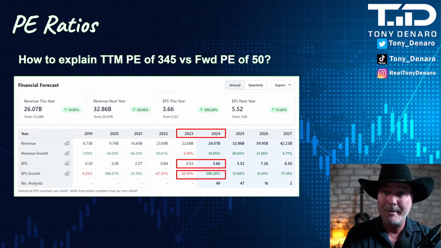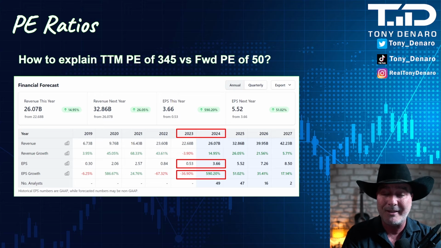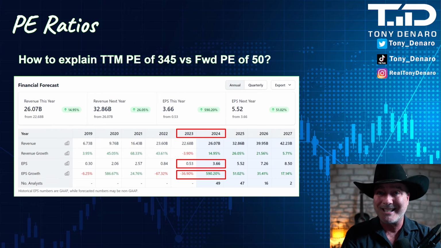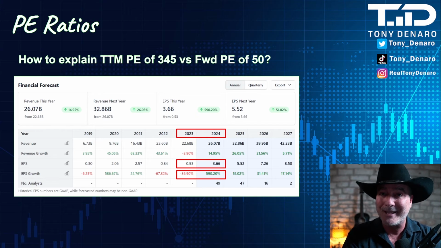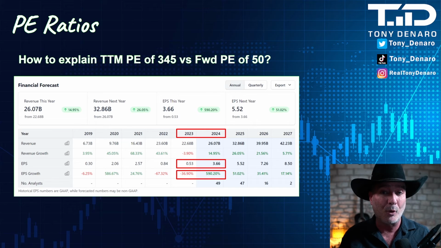Remember, we're taking the same price, $181.32 for AMD, the current price, but we're dividing it by two different numbers, either 53 cents if we're looking at the trailing 12-month PE ratio, or $3.66 if we are looking at the forward PE ratio. And because that number that we're dividing by is such a big difference in quantity, you're going to get a different result for the TTM PE ratio or the forward PE ratio.